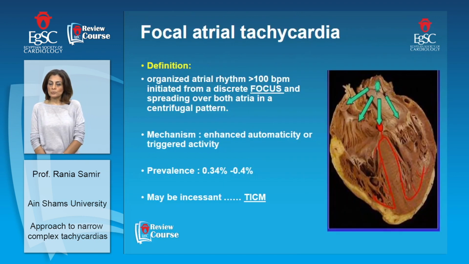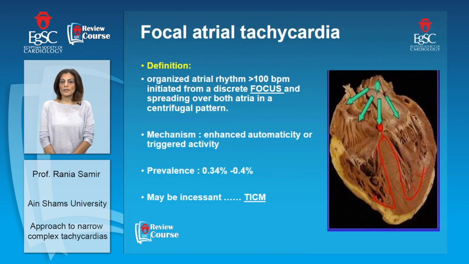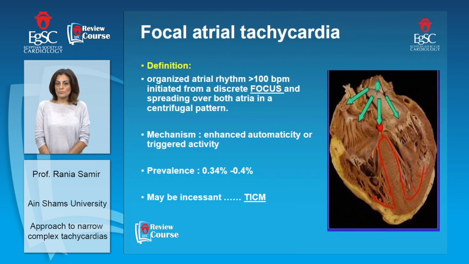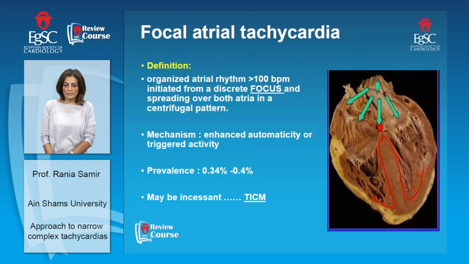The second important atrial arrhythmia that we have to know about is focal atrial tachycardia. By definition, it's an organized atrial rhythm with a heart rate of more than 100 beats per minute initiated from a discrete focus that arises either in the right atrium or the left atrium, and the activation spreads over both atria in a centrifugal pattern.